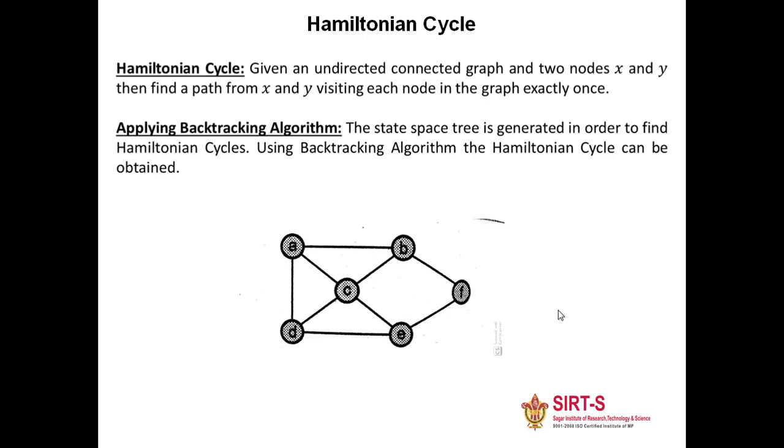Today we are going to see this Hamiltonian cycle problem, and we'll see how this backtracking approach is useful to solve it. So the statement says that we are given an undirected graph and two nodes x and y. Then find a path from x to y visiting each node in the graph exactly once.